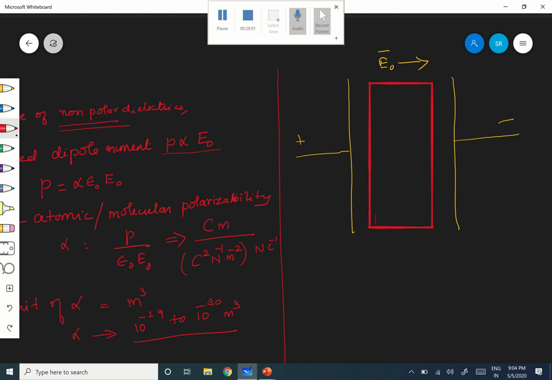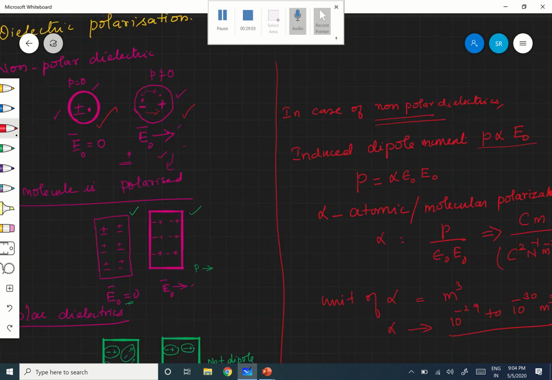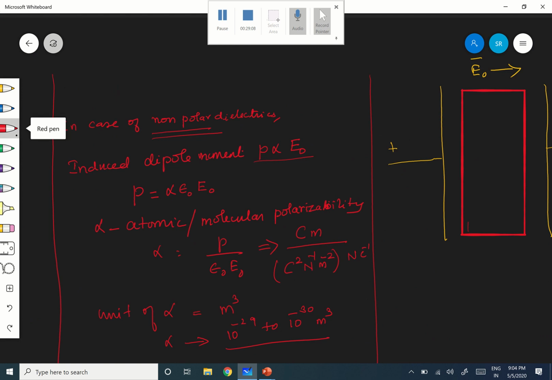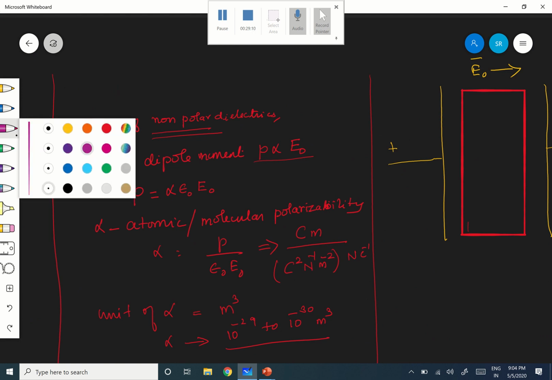Right. So when I am inserting a non-polar dielectric, it is a pink color. Huh? Okay, you want pink color then? Okay.